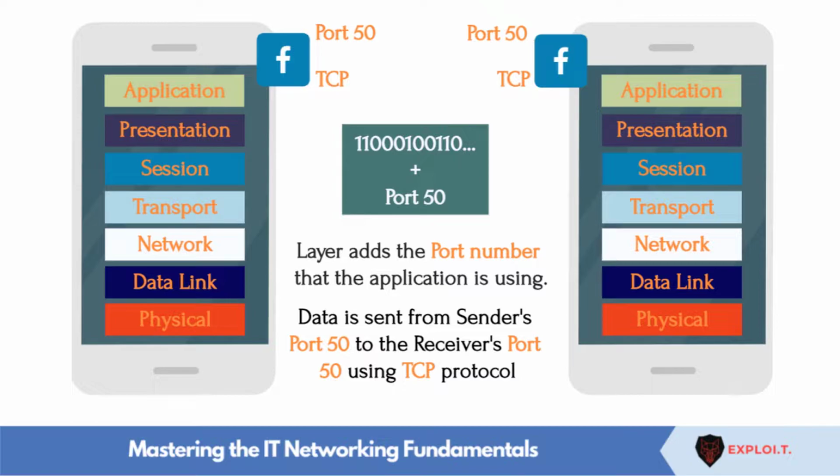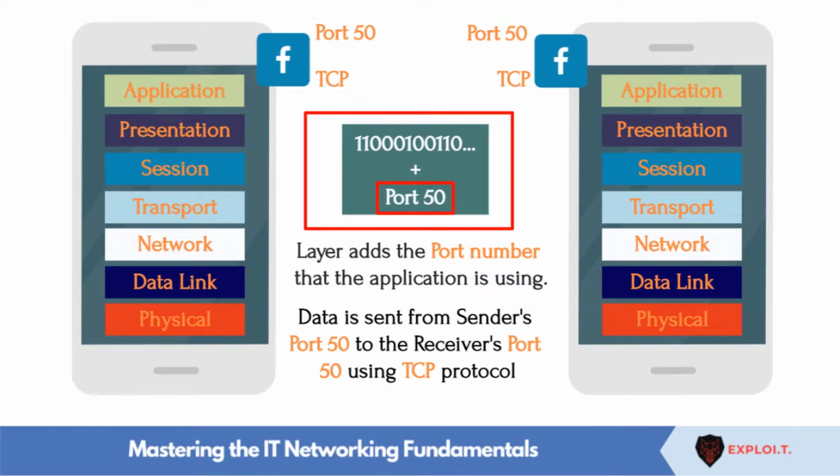So when the data comes to the transport layer, it adds the port numbers that the machine or the application is using. Suppose Facebook is using port number 50. So port 50 will be added to the ASCII code or the message. This is a message, the dark green one is a message or a packet. So it will be added inside the packet.